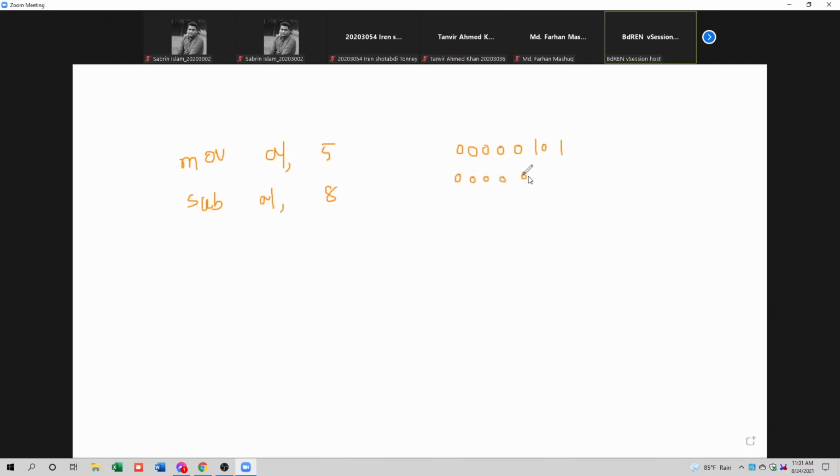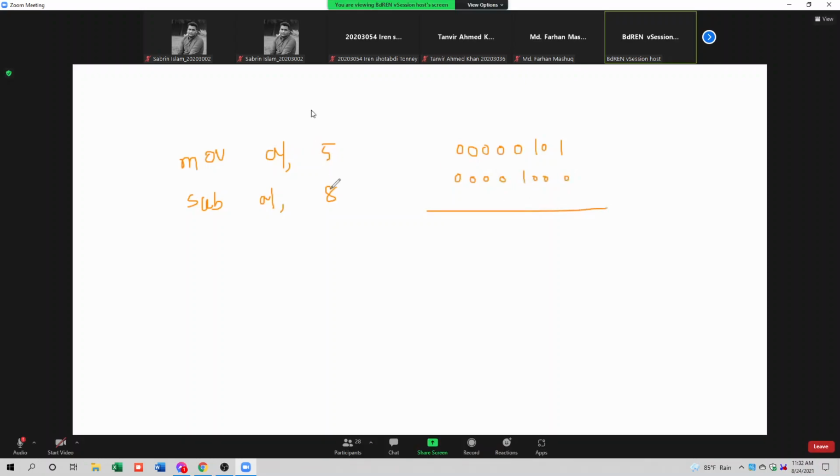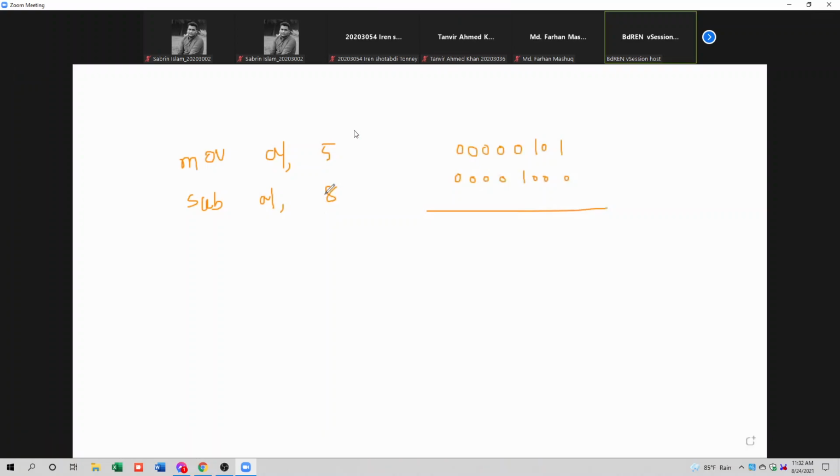0, 1, 0, 0, 0. So look at this number. The first number is 5 and the second number is 8. If you're going to subtract, you will get a negative number, minus 3. And in this subtraction also, we need to take a borrow.